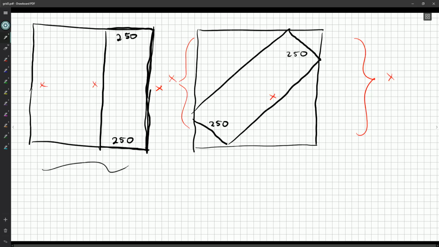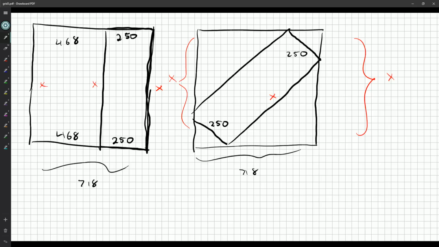And I know total distance here is 718. So 718. And that means that, what have we got left over? 718 minus 250. This is going to end up being 468. Okay. Well, I'm really liking these right angles over here. So, what could we do?